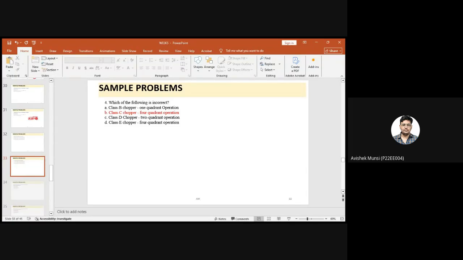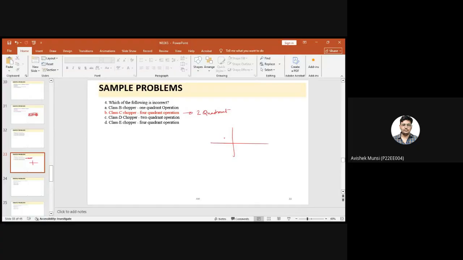Class C is a four quadrant chopper is the wrong answer, because it is a two quadrant chopper. Class C, two quadrant chopper, acts as A and B together.